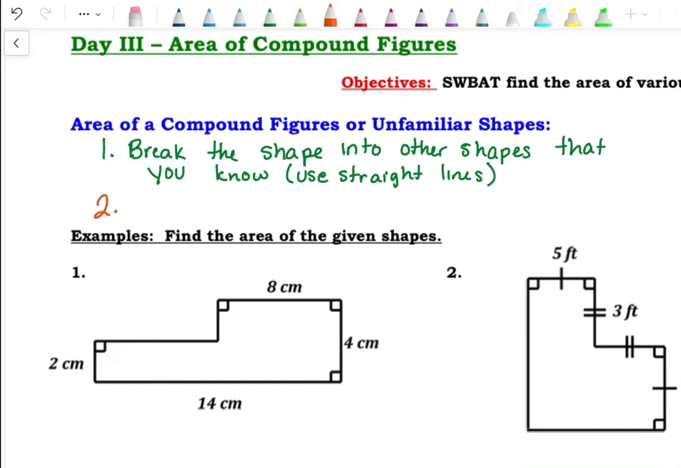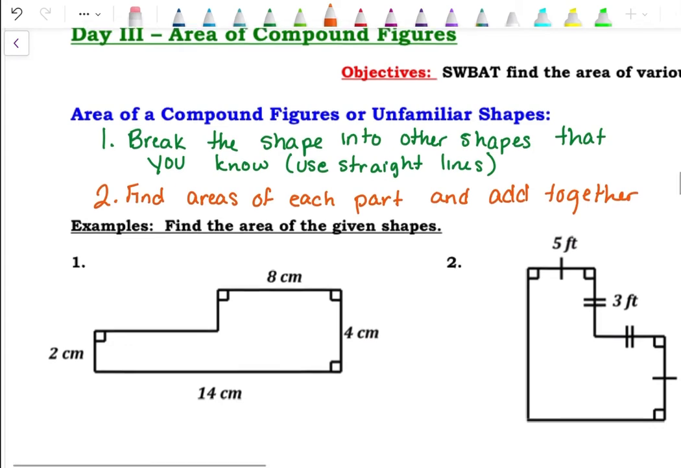Then, this one's easy, 2 steps. Find the areas of each part and add together. And that'll give you the area of the full shape.